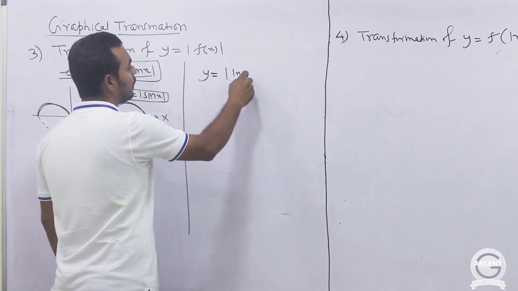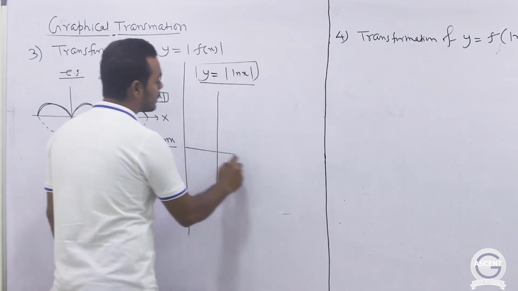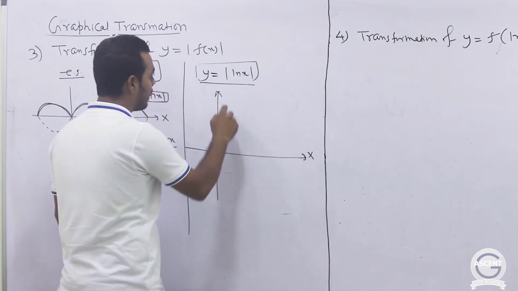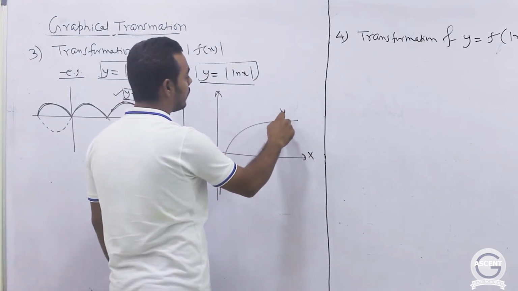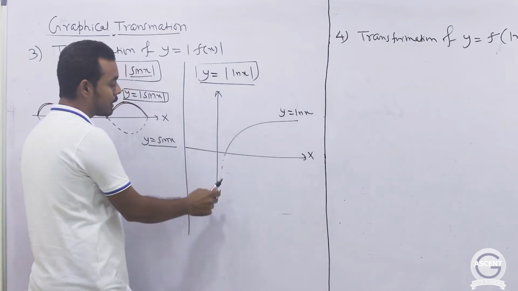Suppose I have to draw the graph of y equals mod ln x. First draw the graph of the function y equals ln x. This will be your graph of the function y equals ln x. Then erase the portion of the graph which is below the x-axis.